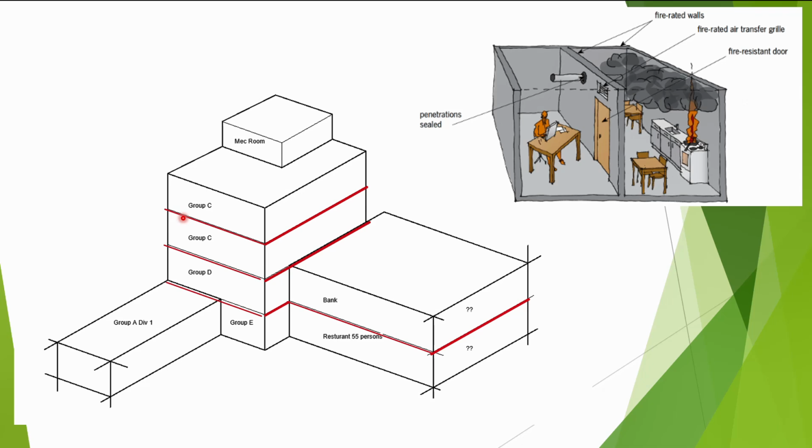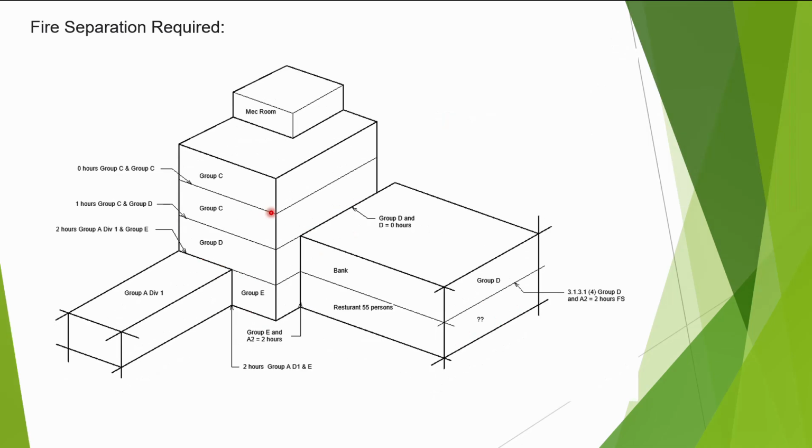The answer based on fire separation, when we refer to table 3.1.3.1, is our determined answer. So the fire separation required for group C and group C is 0 hours, a group D and a group C, 1 hour, group A division 1 and a group D, 2 hours, and the list goes on from there.